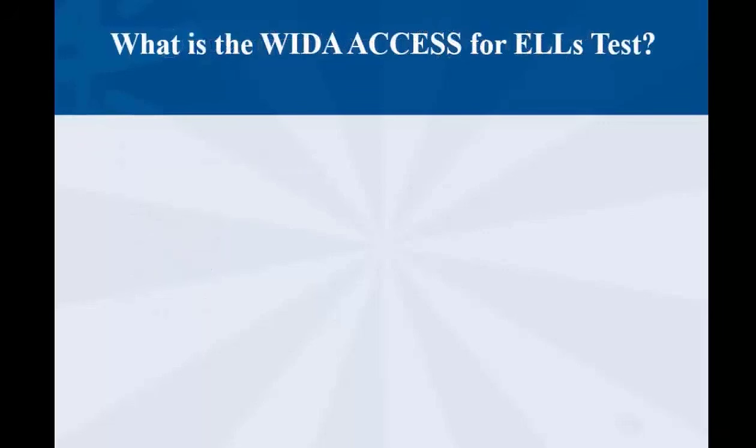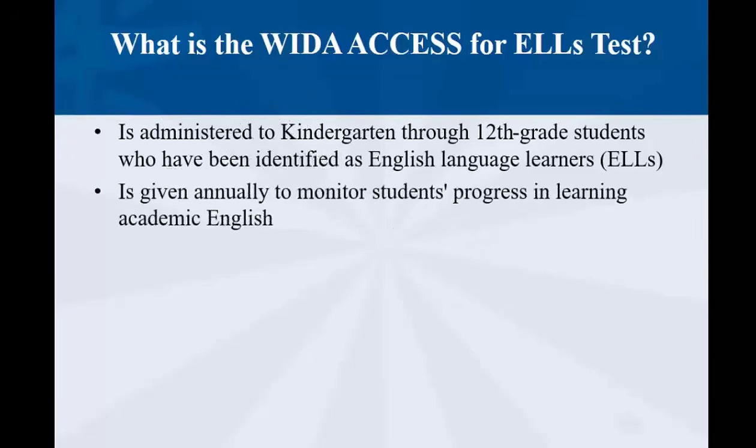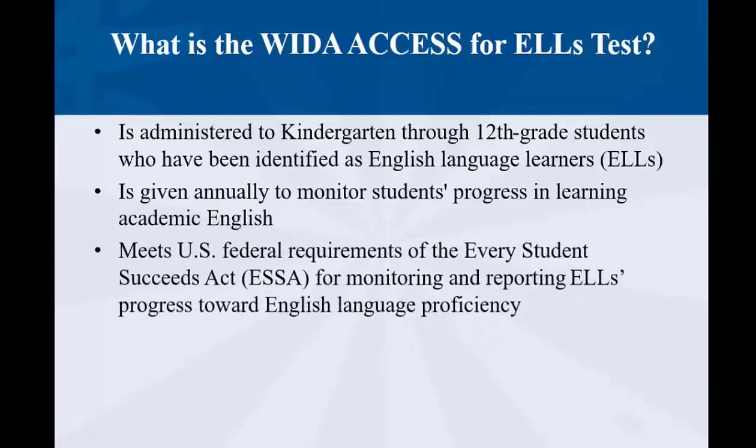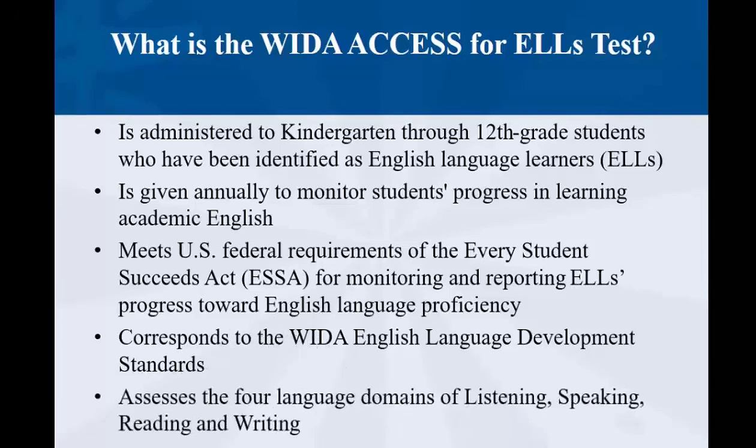So what is the WIDA ACCESS for ELLs test? This test is administered to kindergarten through 12th grade students who have been identified as English language learners. It's given annually to monitor the student's progress in learning academic English. It meets the U.S. requirements for the Every Student Succeeds Act, ESSA, for monitoring and reporting the ELLs' progress toward English language proficiency. It corresponds to the WIDA English Language Development Standards. And it assesses all 4 language domains of listening, speaking, reading, and writing.